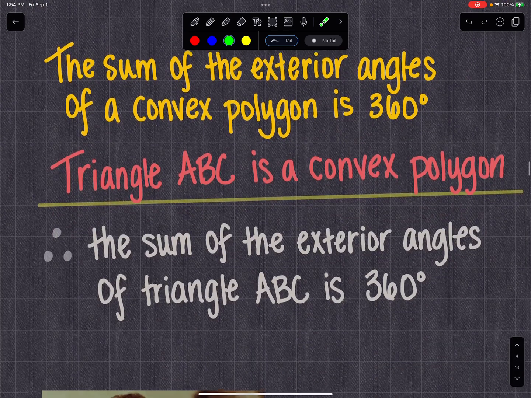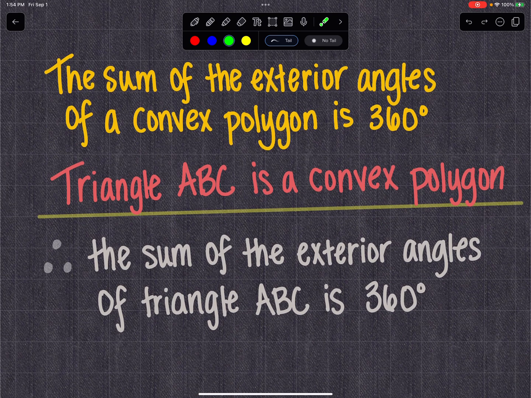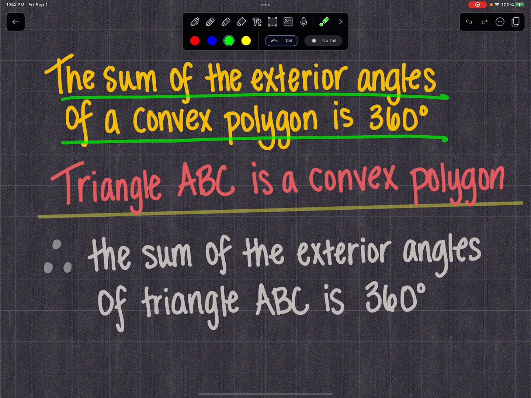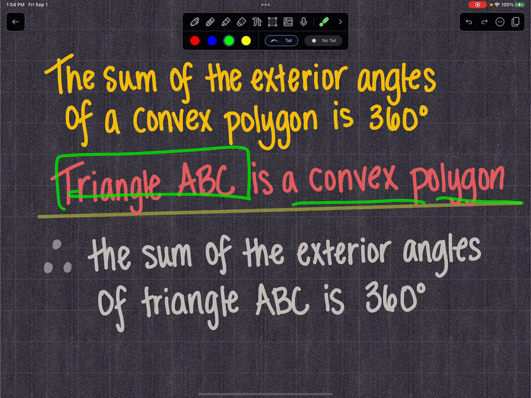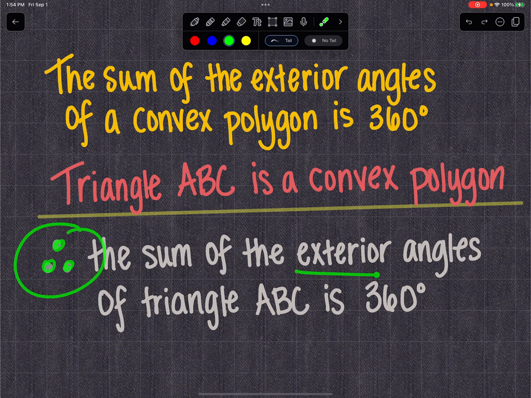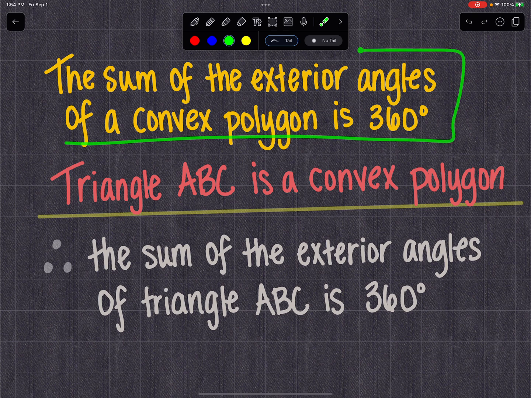And you can do this with math. This is why we're talking about it in math. You can say something like, the sum of the exterior angles of a convex polygon is 360 degrees. And then you say, triangle ABC is a convex polygon. And if you know both of those things, then logically, therefore, the sum of the exterior angles of triangle ABC is 360. So you know a rule, and then you apply it to a subset of that rule. Hopefully that makes sense.